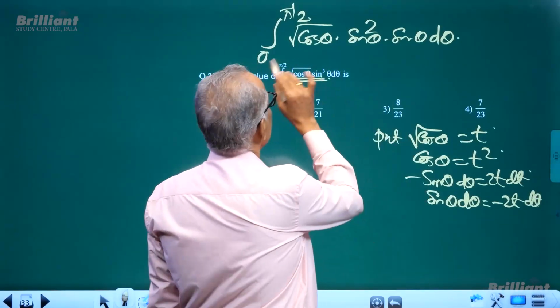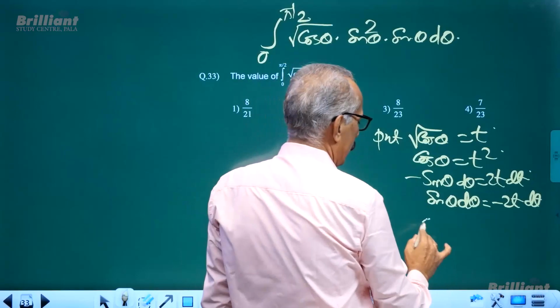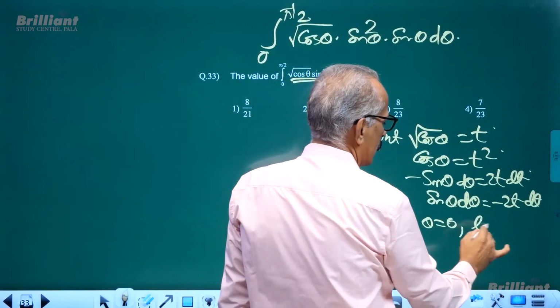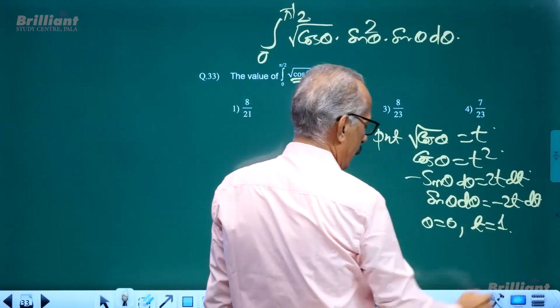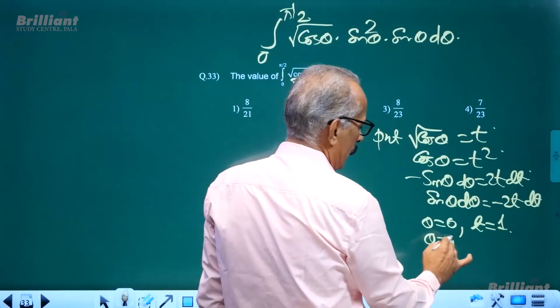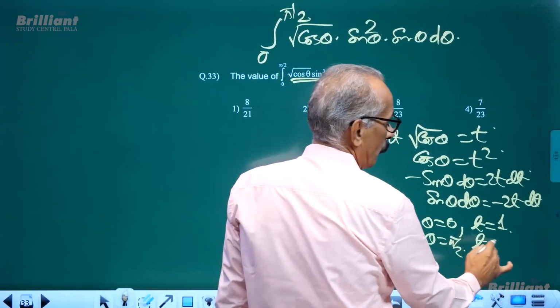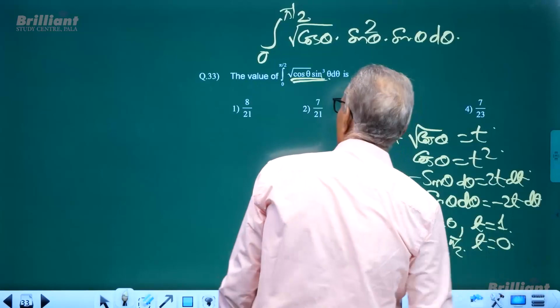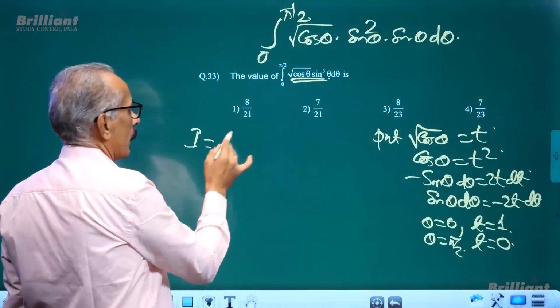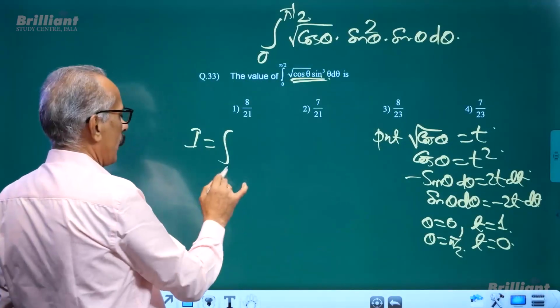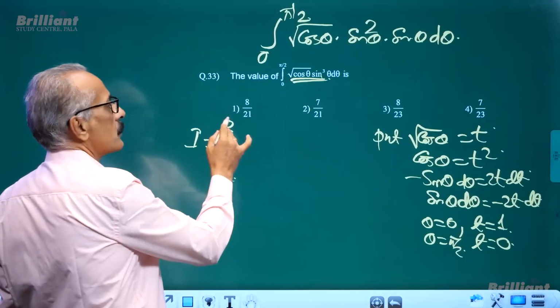Now this is a definite integral, so we change the limits. When theta is equal to 0, t is equal to root over cos 0, that is 1. When theta is equal to pi by 2, the upper limit, t is equal to root of cos pi by 2, that is 0. So your I becomes integral, 0 is changed to 1 and pi by 2 is changed to 0.